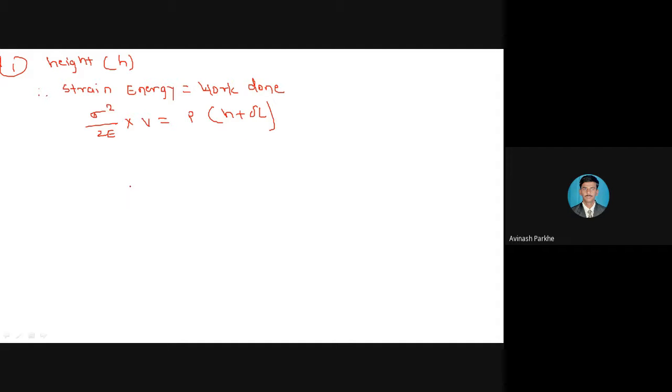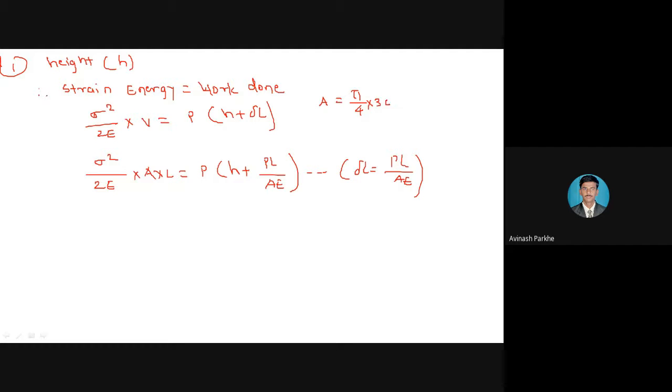Now I will write the same formula by changing some of the terms. Which terms am I going to change? Just see here. Sigma square divided by 2 into E, into volume, which for the circular cross section is area into length, is equal to P in bracket H plus delta L. Delta L means PL upon AE, because here we have the formula delta L is equal to PL upon AE.